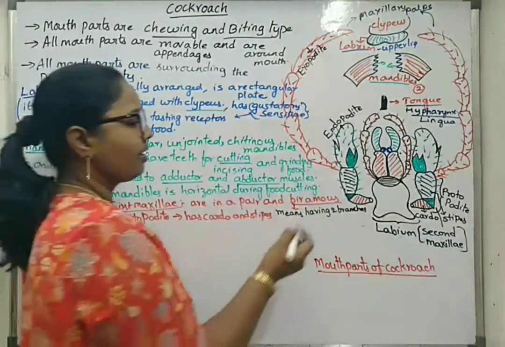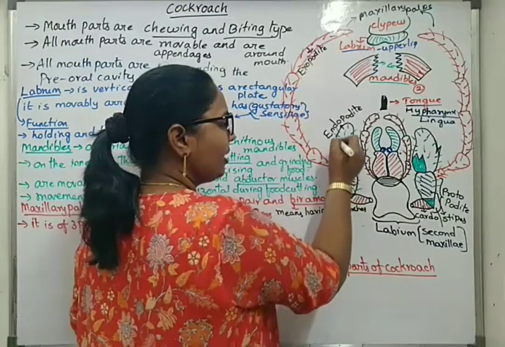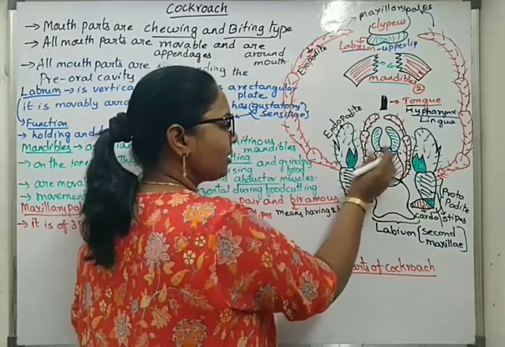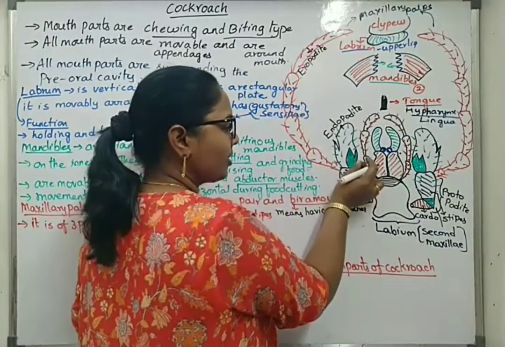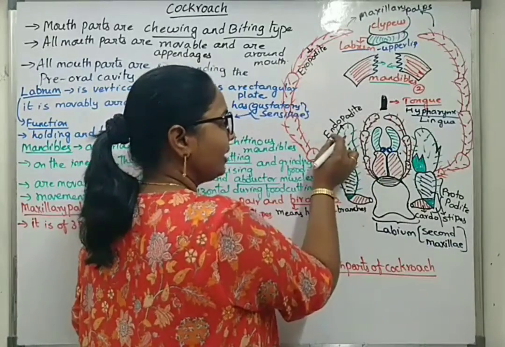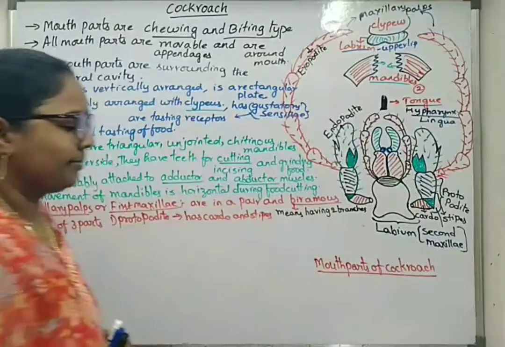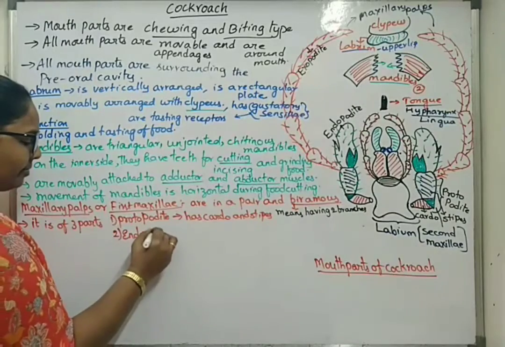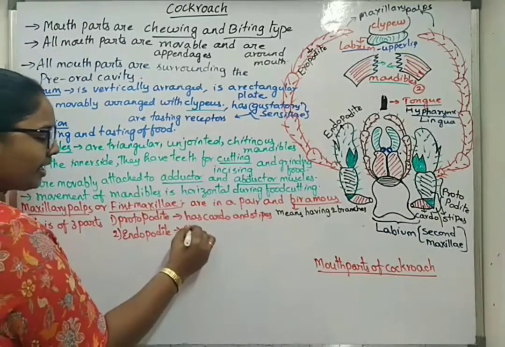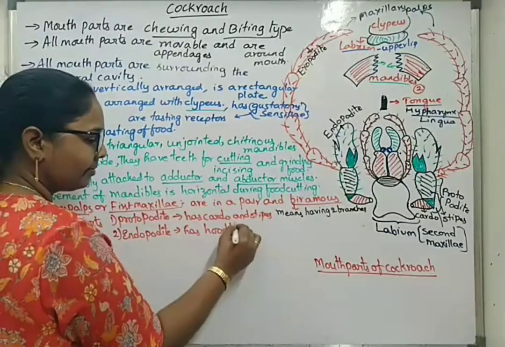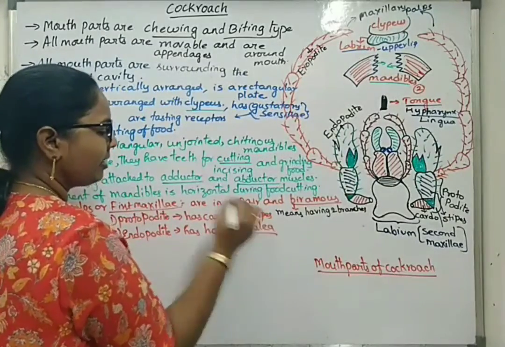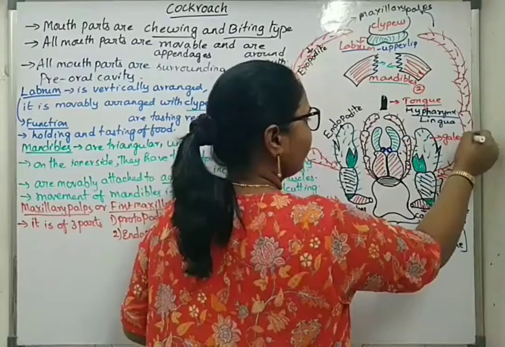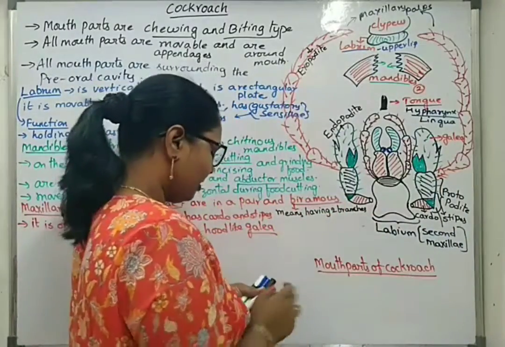Next. The protopodite is attached to the inner structure called endopodite. Endopodite is again divided into two parts, the labium structure. There is one structure that is called lacinia, and here will be the hood-like galea. Next, second one, endopodite. Endopodite has hood-like galea, so we will write galea, this one. Galea, and the inner structure called lacinia.